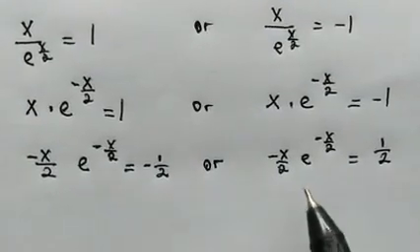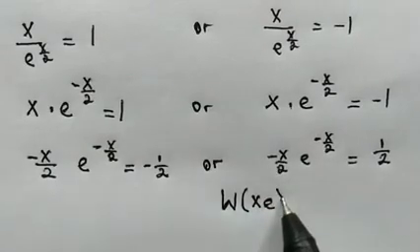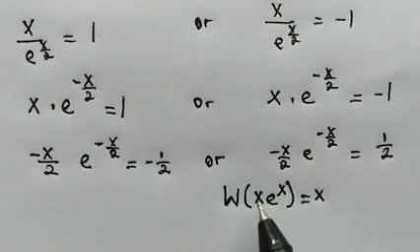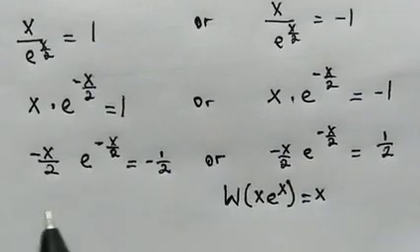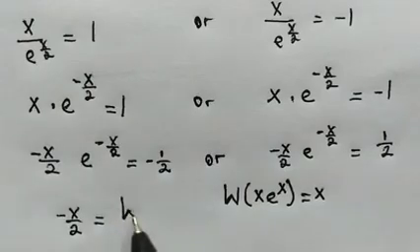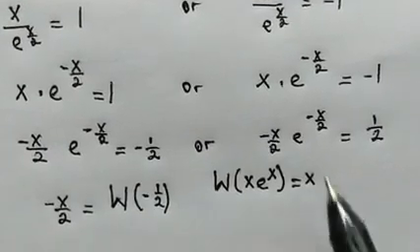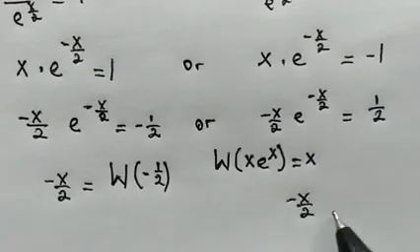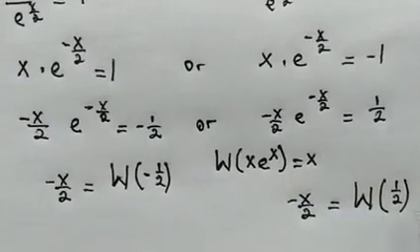Now let's take the Lambert W function on both sides. Remember that the Lambert W function of x times e to the power of x is equal to x, provided that the power of e is equal to the coefficient. So take the Lambert W on both sides. The left hand side we evaluate to negative x over 2. This will be equal to the right hand side, W of negative 1 over 2. And for this part here, the left hand side will become negative x over 2. This will be equal to the W of 1 over 2.